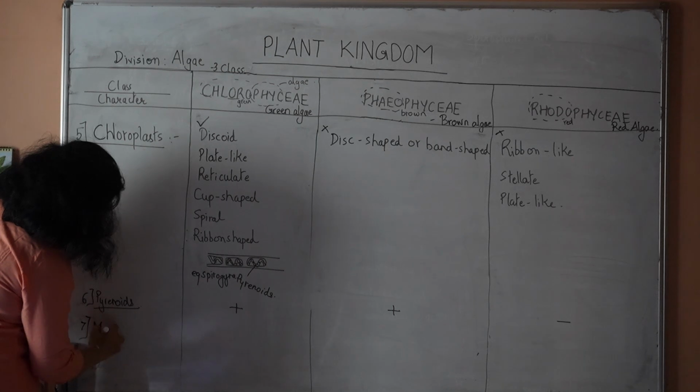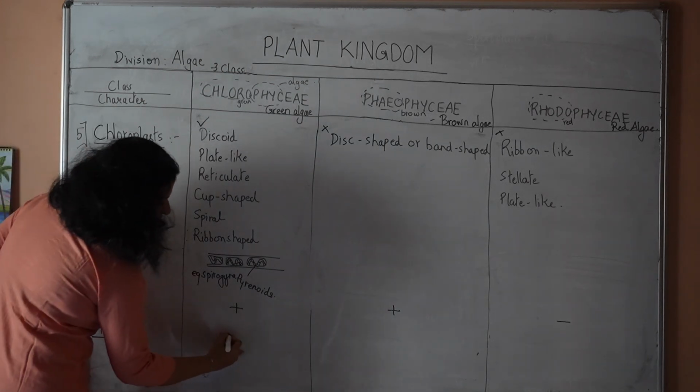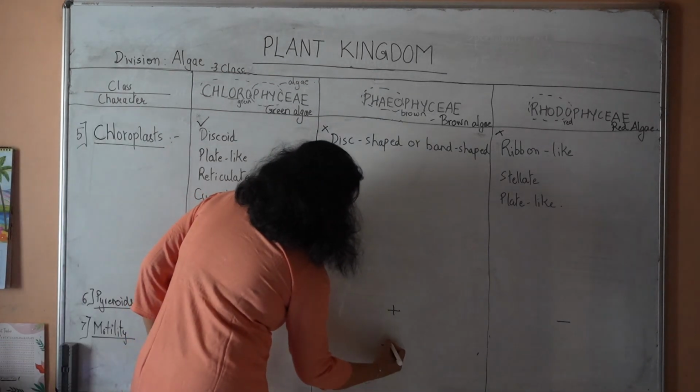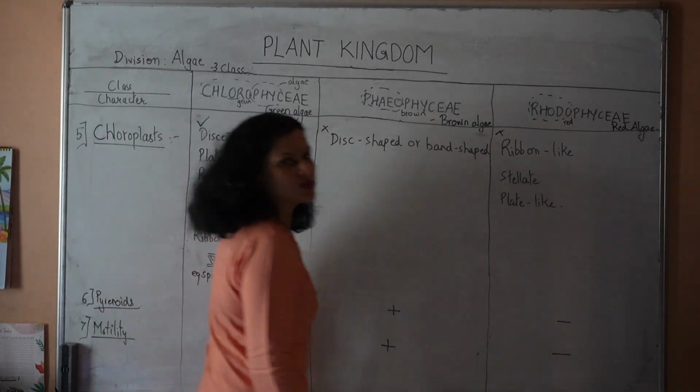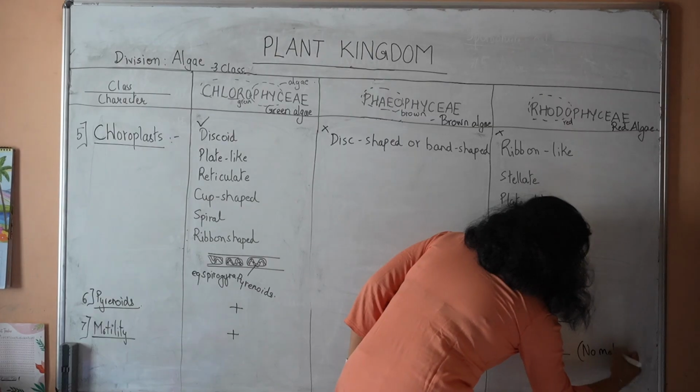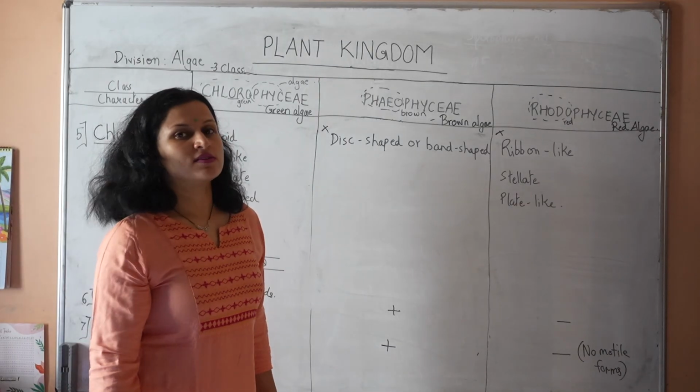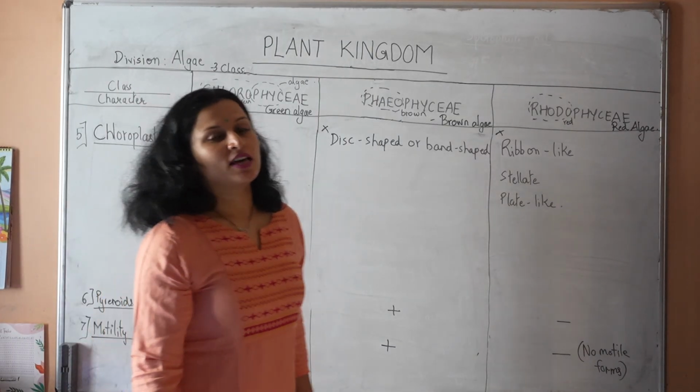Next point, motility. Motile forms are present in case of green algae. Motile forms are present in brown algae also. But in red algae, there are no motile forms present. No motile asexual spores, no motile gametes.